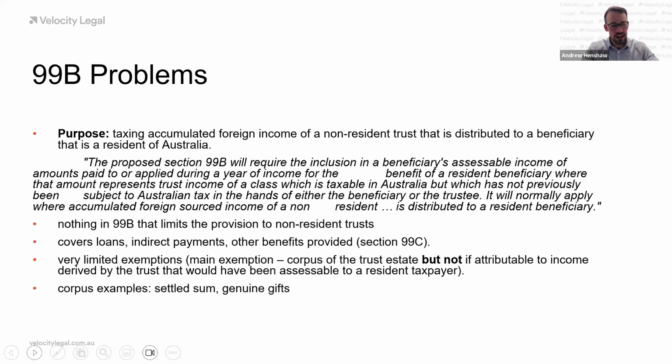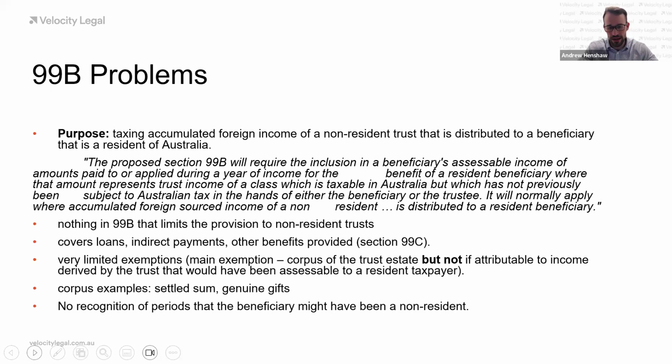Yep. And another sting in this is there's no recognition of any periods that a beneficiary might have been a non-resident. You could have a non-resident trust that's been running for 30 years, distributing to non-residents, with a big amount built up in the trust, and then that non-resident becomes Australian, and a distribution's made to them. They're thinking, oh, this is corpus, and somehow I'll get a market value step up on the date that I become a resident. Well, there is none of that. There's absolutely no recognition that a person could have been a non-resident for a lot of the period, which is pretty unfair, but it's worth highlighting because that's just the position.